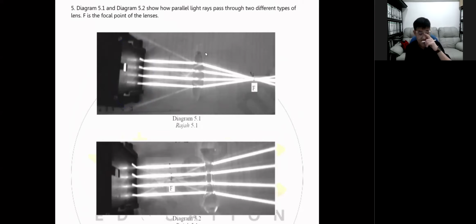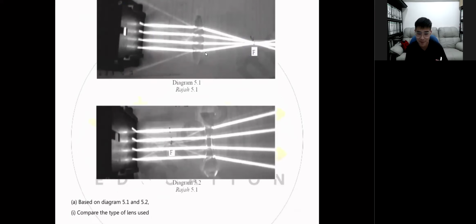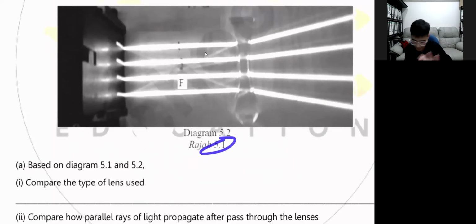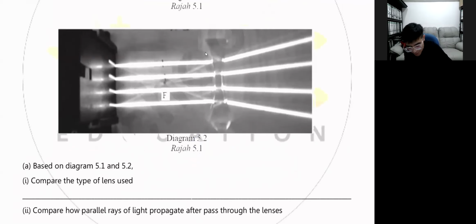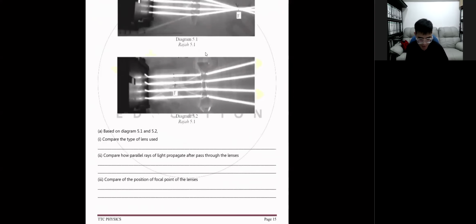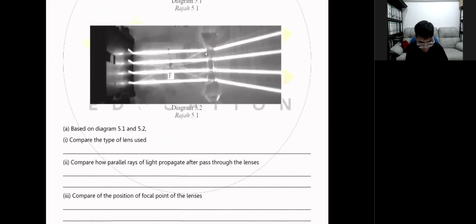Can you see in diagram 5.1 what happens to the light rays after they pass through the lens? The light rays are focused to one point, right? And what happens to the light rays after they pass through the lens in diagram 5.2? After the light rays pass through the lens, the light rays are spread out. Right or not?